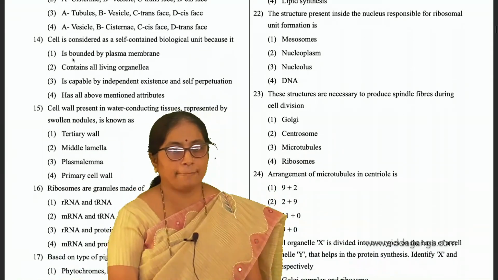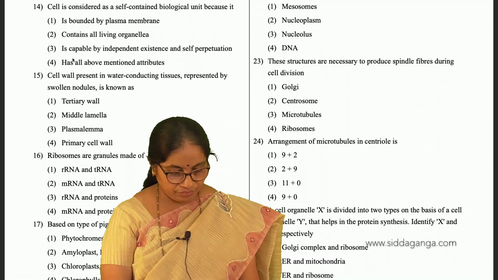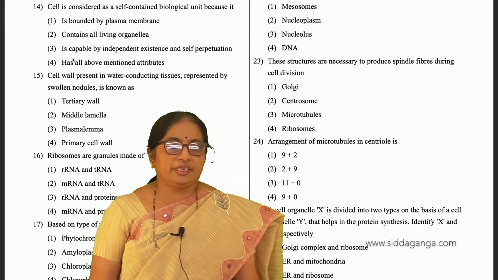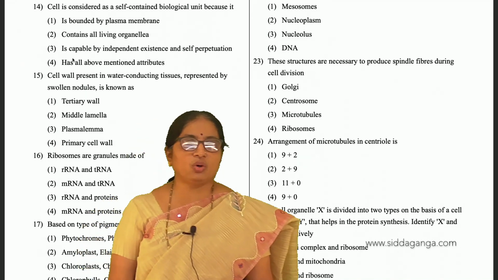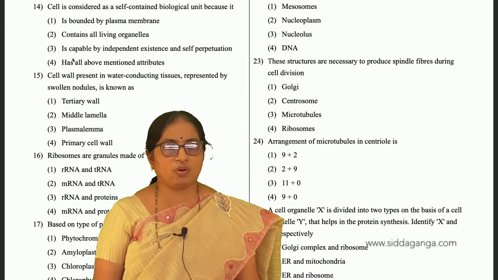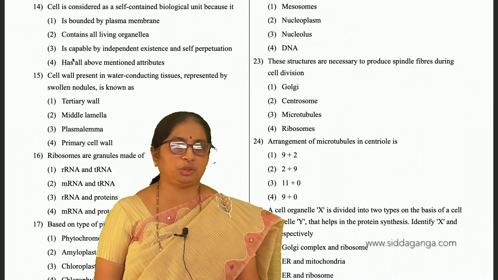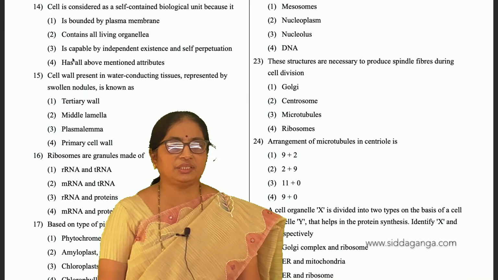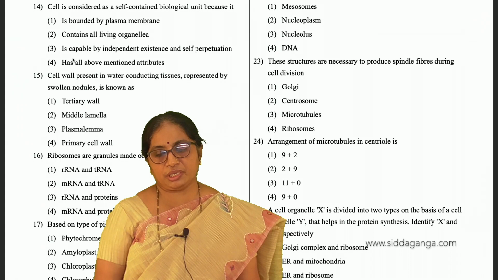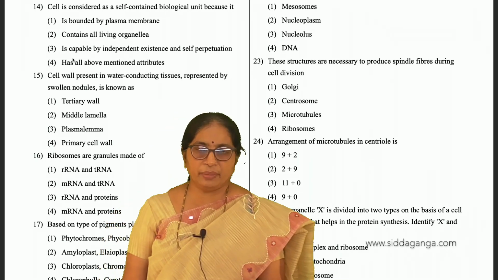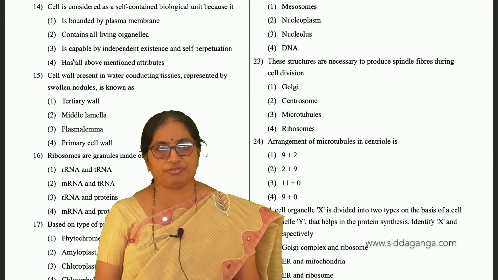Question number 14. Cell is considered as a self-contained biological unit because it is bound by plasma membrane, contains all living organelles, is capable of independent existence and self-perpetuation, has all above mentioned attributes. So cell is a self-contained biological unit. So we know it is the basic structural and functional unit. Now the question why cell is considered as a basic structural and functional unit comes in front of us.